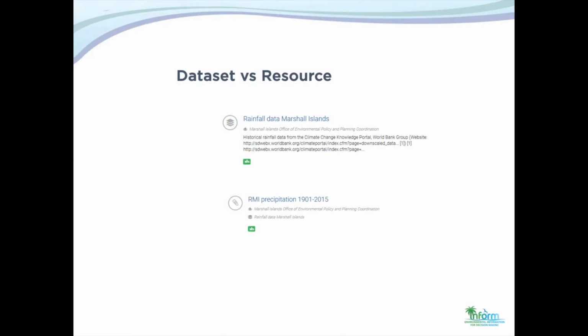In the portal, there are 2 symbols used to distinguish between a dataset and a resource. You just have to remember a dataset is a folder which contains 1 or more resources. For example, the rainfall data of Marshall Islands dataset is a folder that holds the Excel file resource RMI precipitation from 1901 to 2015, and it can contain many other resources as well.